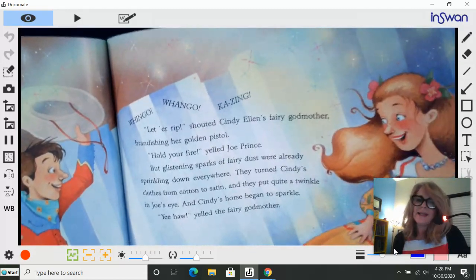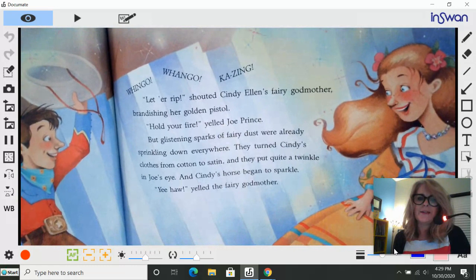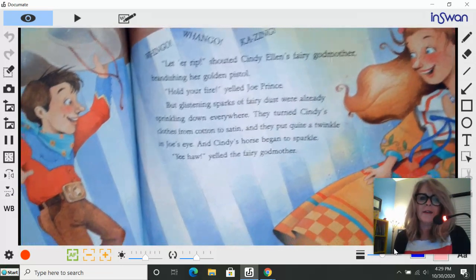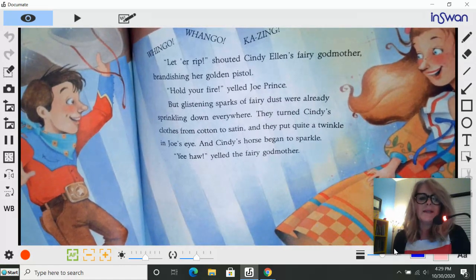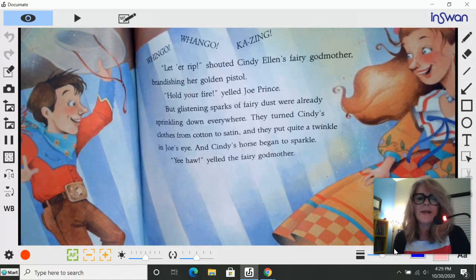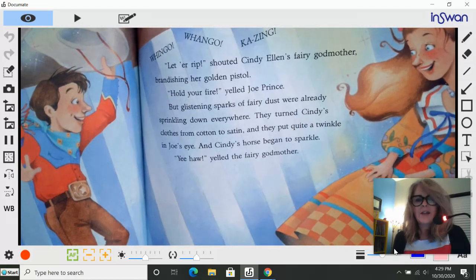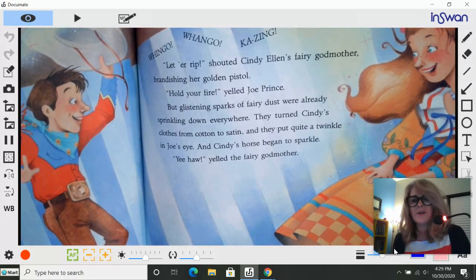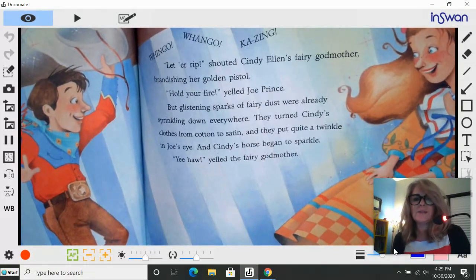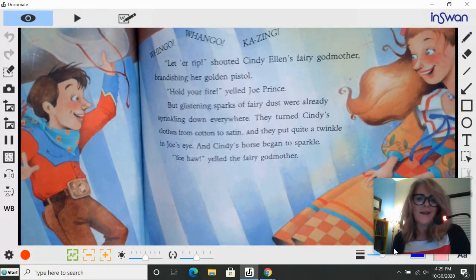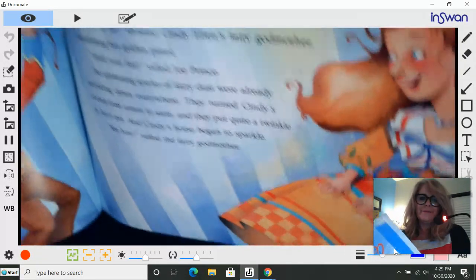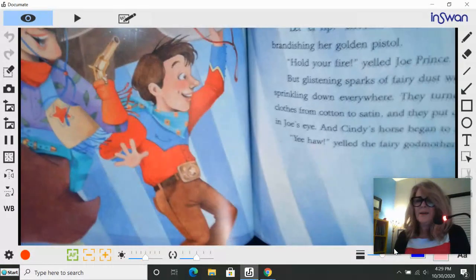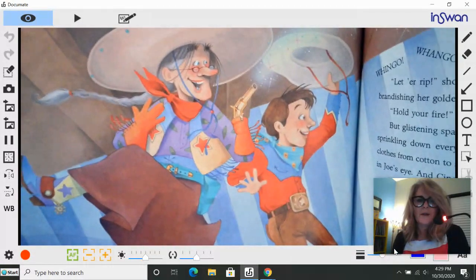"Wingo, wango, kazing! Let her rip!" shouted Cindy Ellen's fairy grandmother, brandishing her golden pistol. "Hold your fire!" yelled Joe Prince. But glistening sparks of fairy dust were already sparkling down everywhere. They turned Cindy's clothes from cotton to satin, and they put quite a twinkle in Joe's eye, and Cindy's horse began to sparkle. "Yee-haw!" yelled the fairy godmother. So here is Cindy Ellen. Here's Joe, the fairy godmother.